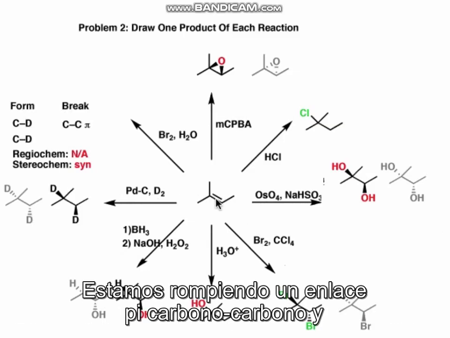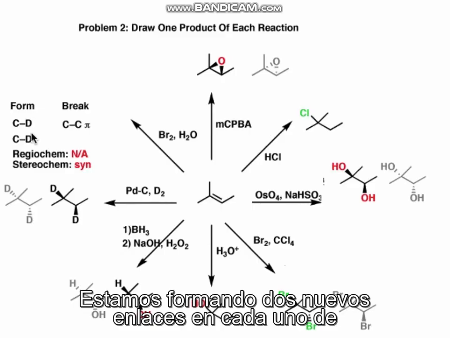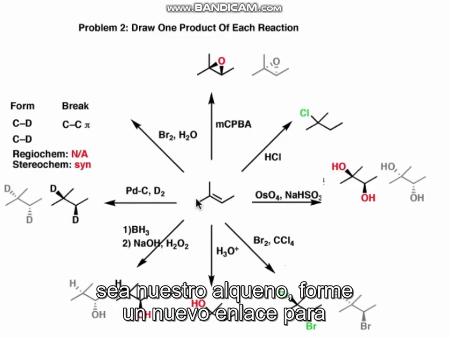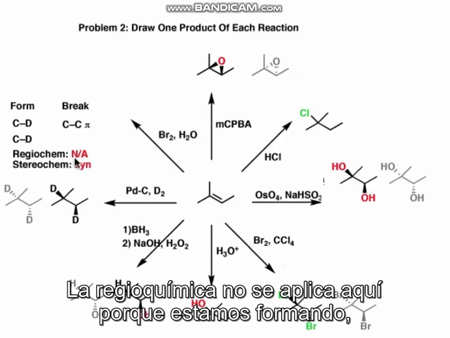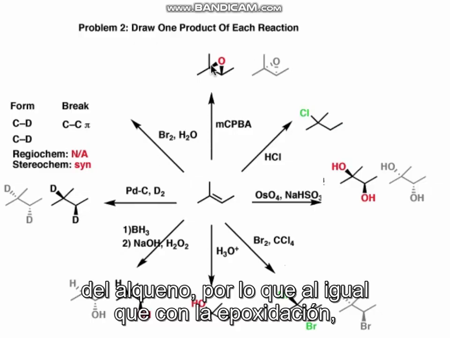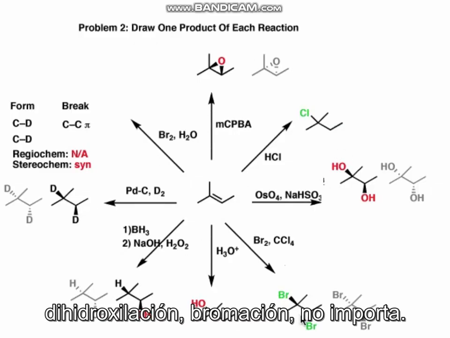We're breaking a carbon-carbon pi bond, and we're forming 2 new bonds on each of these carbons, so one to deuterium and the other one to deuterium. So both ends of what used to be our alkene form a new bond to deuterium. The regiochemistry doesn't apply here because we're adding the same group to each side of the alkene, so just like with dihydroxylation and bromination, it doesn't matter.